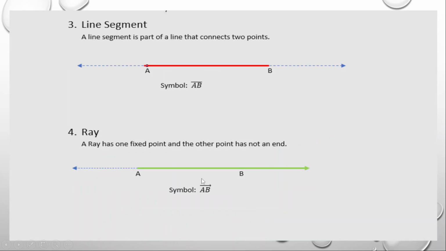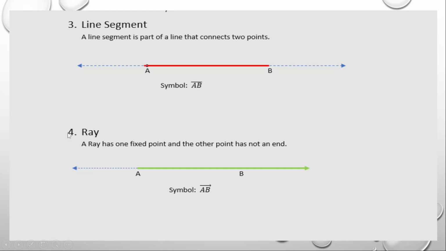Right, now we go to the line segment. What is a line segment? Now it's that part of a line that connects 2 points. Here we have point A and there we have point B, and this part is our line segment. So it's only a part of a line, and you can actually measure this, right? Because it has 2 endpoints. Now what is our symbol? Our symbol is just a segment or a line segment over AB, and you read it as line segment AB.